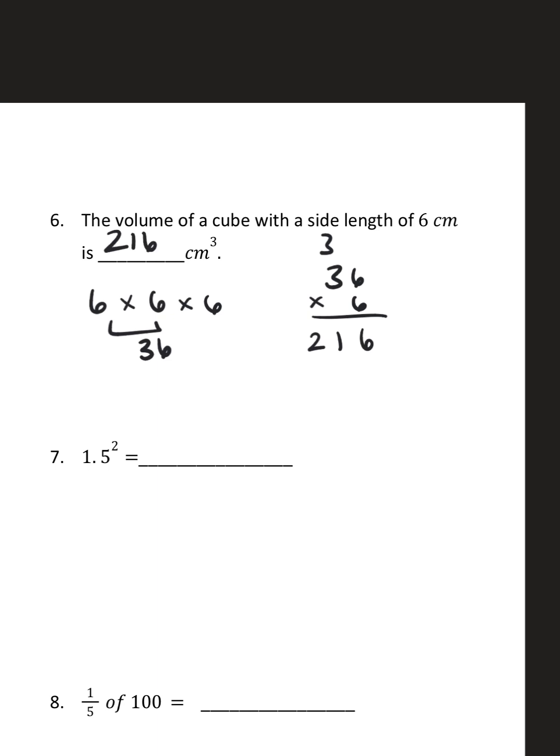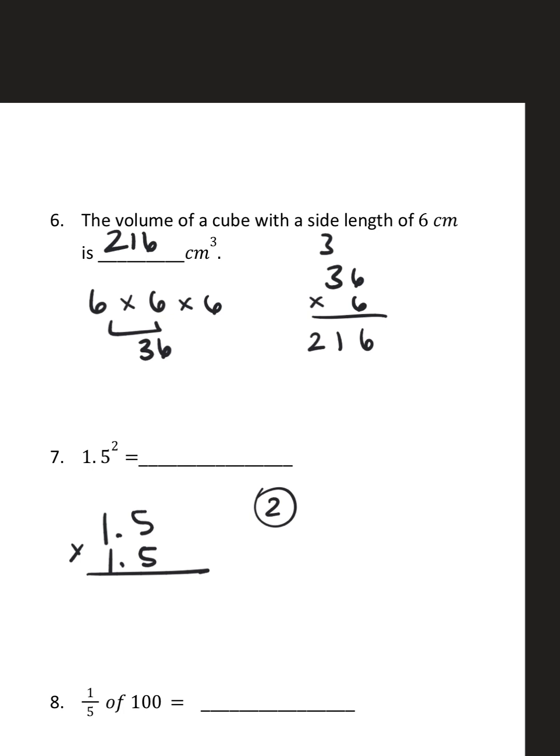Here in question 7, we've got 1.5 squared. A lot of us made the mistake of taking 1.5 and timesing it by 2, but we want to remember that this is 1.5 times 1.5. So here I've got 2 total digits behind the decimal in my question, so I'm going to match that at the end, and now I'm going to multiply ignoring the decimal.